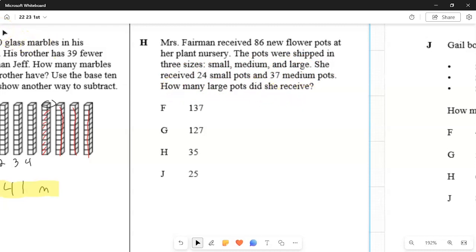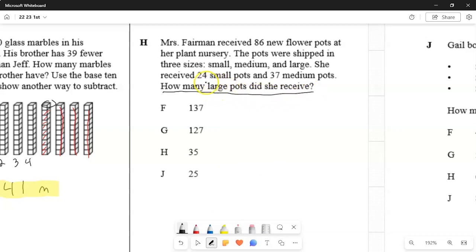Okay, so what we're trying to find out is how many large pots she received. I'm going to underline that question. So it's asking about large pots. Okay, I'd probably make a table to help me understand this, and really my table is going to be a strip diagram.